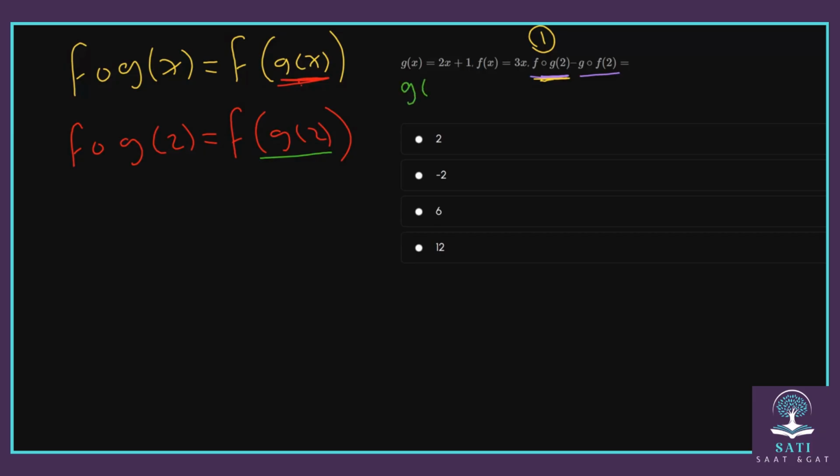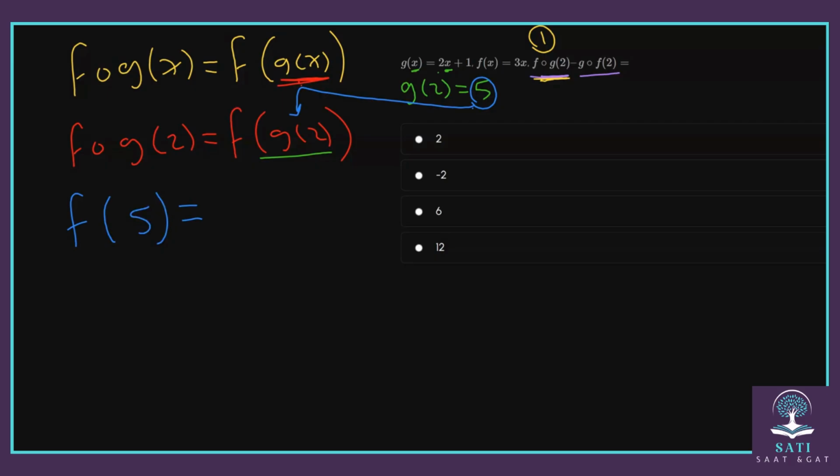Here, g of 2 equals what? When x is 2, that means 2 times 2, 4, plus 1 is 5. So that means g of 2 is 5. I take this 5 that I found and I put it instead of g of 2. So that means now I'm talking about f of 5. What is now f of 5?